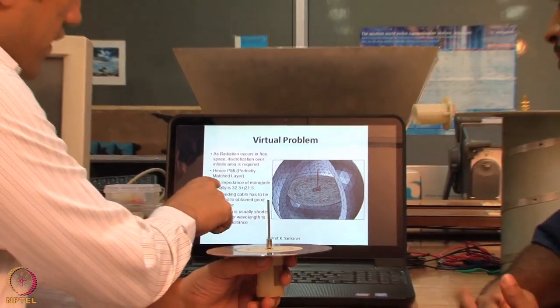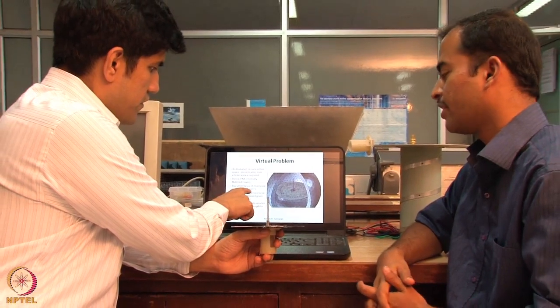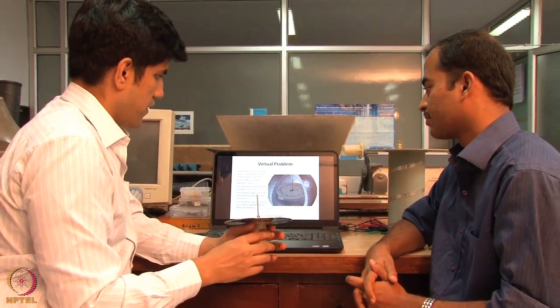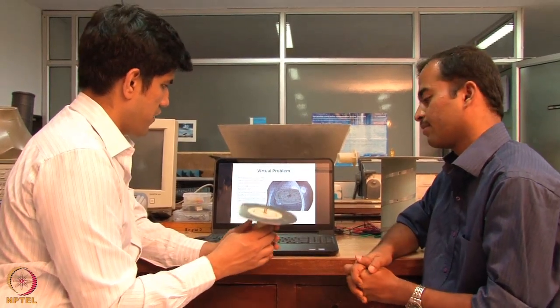And what I also see is that the input impedance of this particular antenna is 32.5 plus j21.5. Okay, so it is a complex impedance, where you have 32.5 as the real part, and the imaginary part is 21.5.